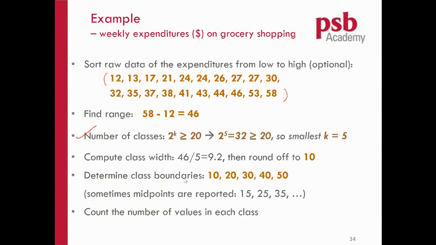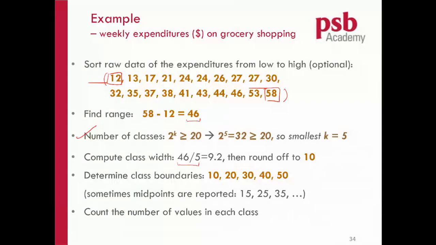How big is this group? Then you have to find out. The biggest number is 58. The smallest number is 12. So what's the difference? 46. And you're going to divide this 46 by 5. I have 46 different figures here, and I'm going to split them into 5 groups. So how big is one group? Then I get 9.2.